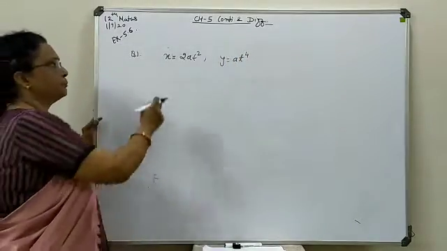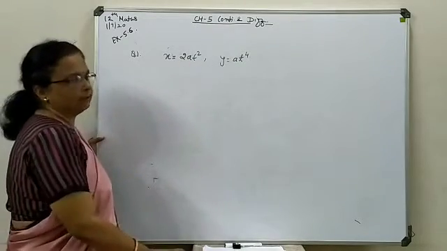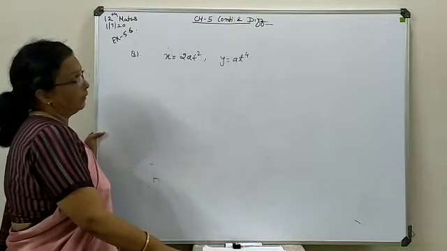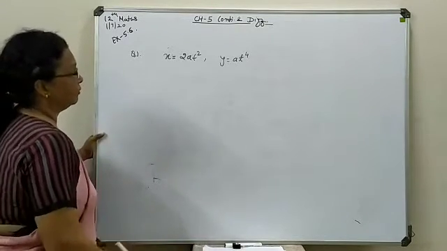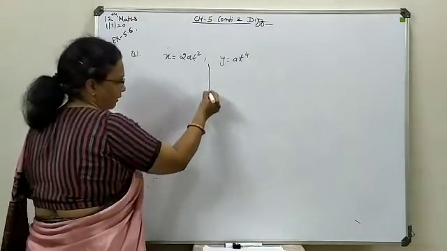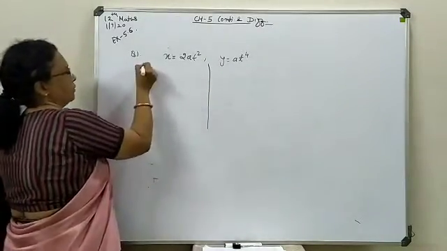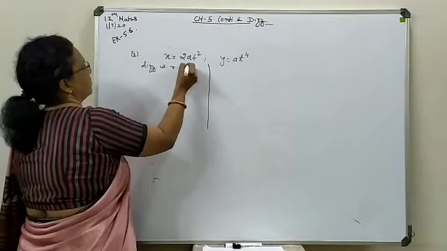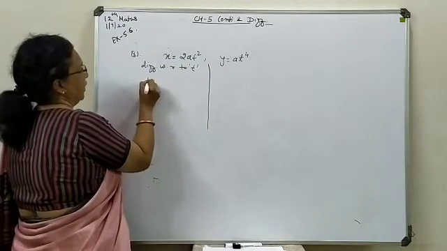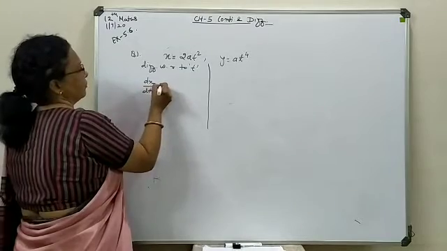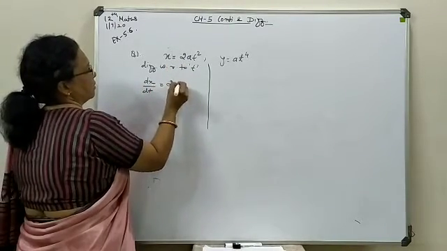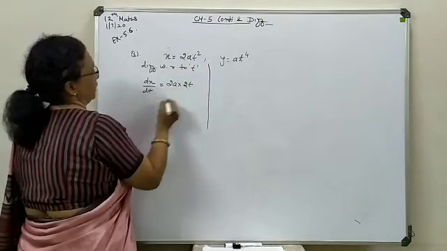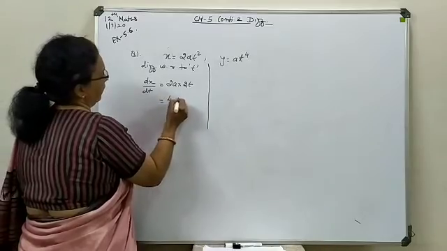As I just told you, both the parametric forms x and y are available in terms of t. So first of all, separately we have to find the derivative with respect to t. Here we differentiate x with respect to t, so you will have dx by dt. This is 2a constant, and t square gives 2t, so finally it will be 4at.